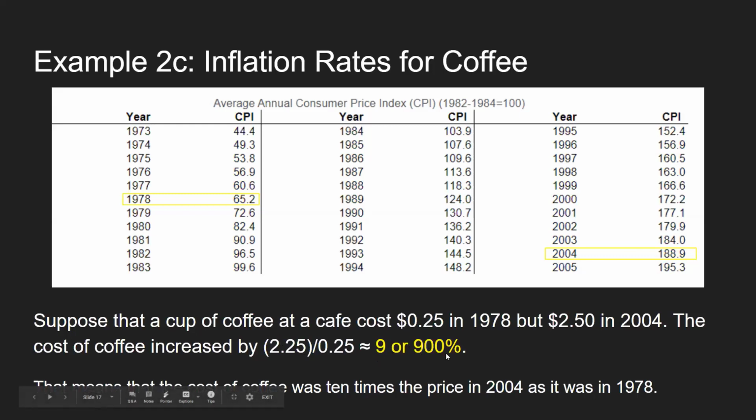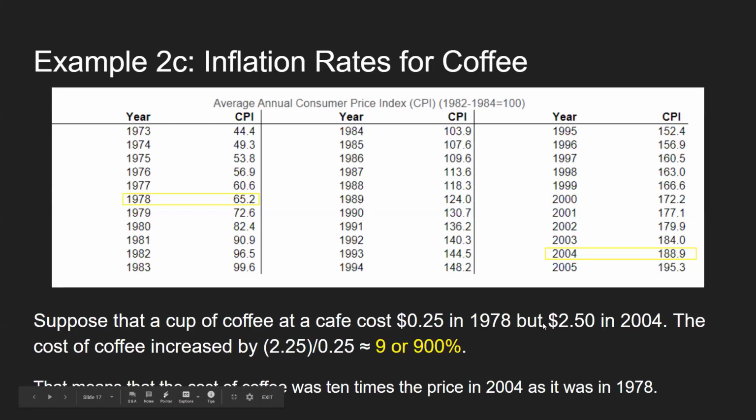9 there means 900. And I wrote another sentence here to help you understand what this meant. It might be covered up by my menu, but 900% increase here means that the cost of coffee in 2004 was 10 times the price as it was in 1978. And since I'm using easy prices here, that should make sense. $2.50 is exactly 10 times 25 cents. So these values should all make sense now if you understand what that percent change means.